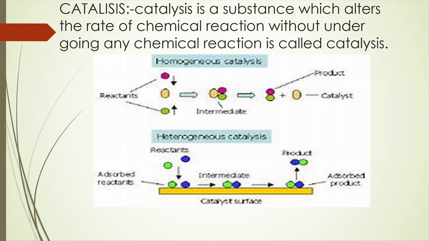Next, catalysis. A catalyst is a substance which alters the rate of a reaction without undergoing any chemical change. This is called catalysis. There are two types: homogeneous catalysis and heterogeneous catalysis. In our syllabus, other topics will come under homogeneous catalysis, but for heterogeneous we have only the definition. Now we see the definitions.